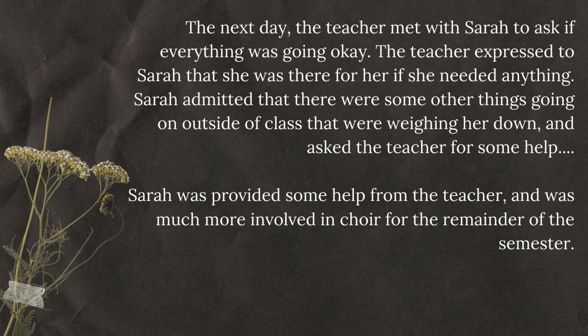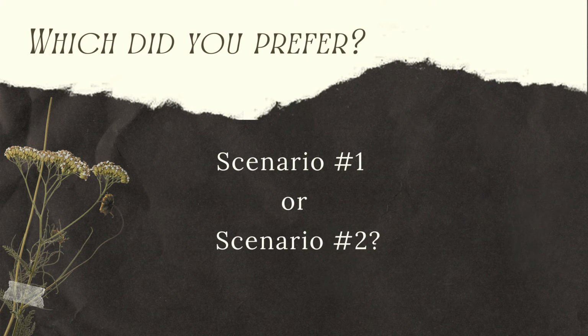The next day, the teacher met with Sarah to ask if everything was going okay. The teacher expressed to Sarah that she was there for her if she needed anything. Sarah admitted that there were some things going on outside of class that were weighing her down and asked the teacher for some help. Sarah was provided some help from the teacher and was much more involved in choir for the remainder of the semester. Which one did you prefer? Scenario number 1 or scenario number 2?